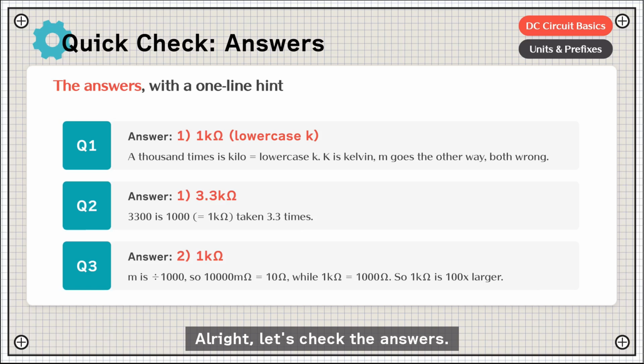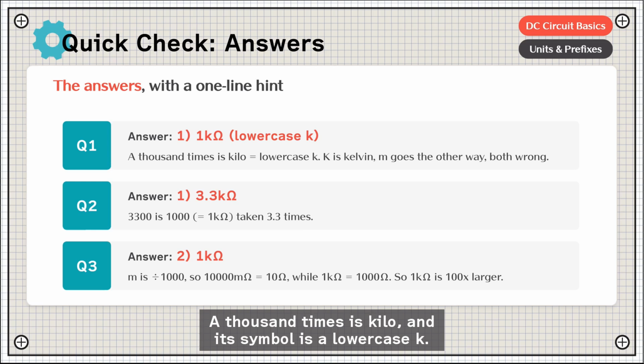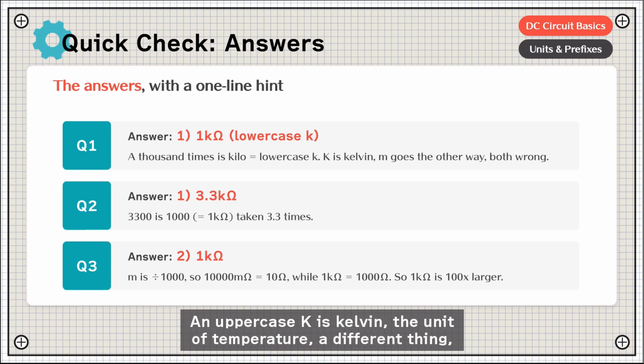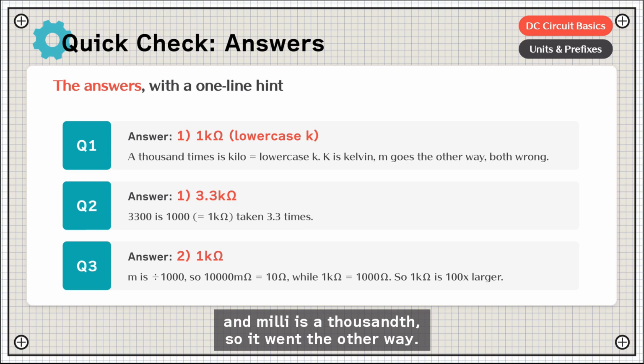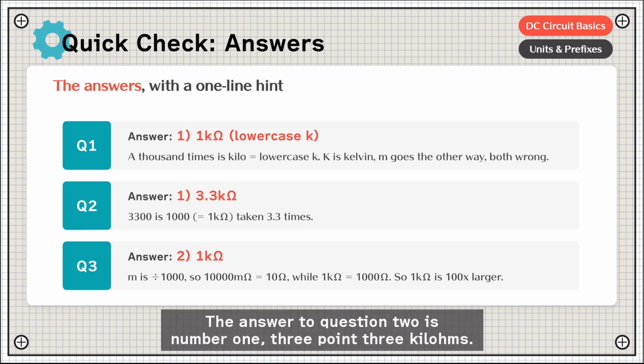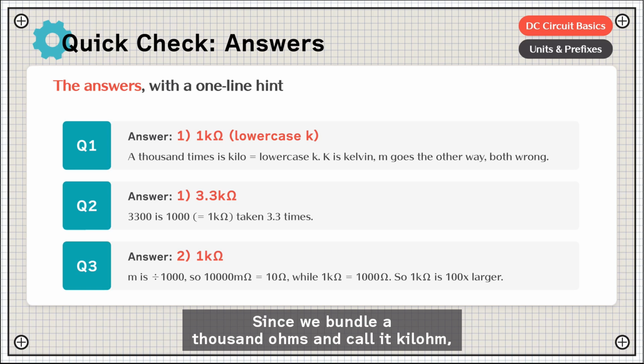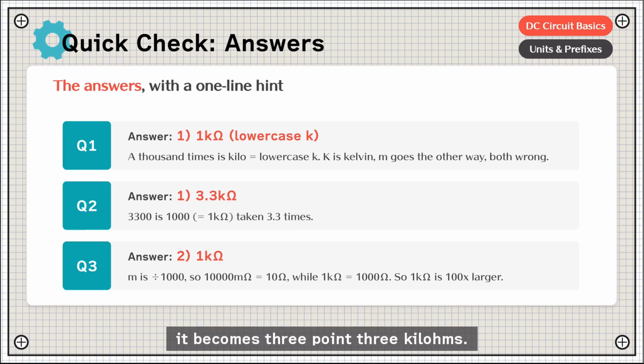Right, let's check the answers. The answer to question 1 is number 1. Lowercase k, 1 kiloohm. 1,000 times is kilo and its symbol is a lowercase k, and uppercase K is Kelvin, the unit of temperature, a different thing, and milli is 1,000th, so it went the other way. The one that matches on both the multiplier and the case is number 1. The answer to question 2 is number 1, 3.3 kiloohms. 3,300 ohms is 1,000 ohms taken 3.3 times. Since we bundle 1,000 ohms and call it kiloohm, it becomes 3.3 kiloohms.